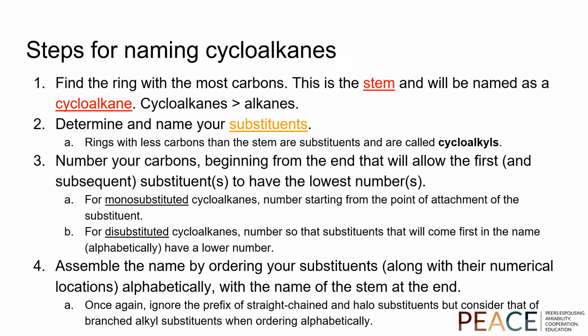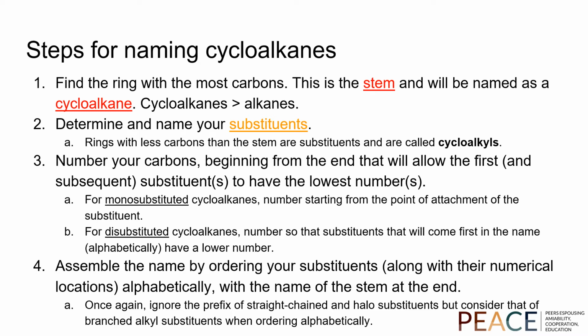The numbering system is more or less the same, except that for monosubstituted cycloalkanes, carbon 1 is automatically the point of attachment of the substituent. For disubstituted cycloalkanes, you want to try to number the rings so that the substituent that will come first in the name will have the lowest numbered location.